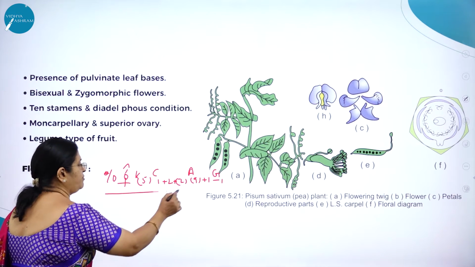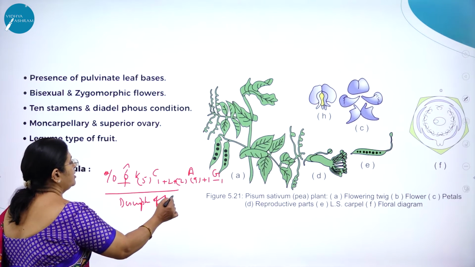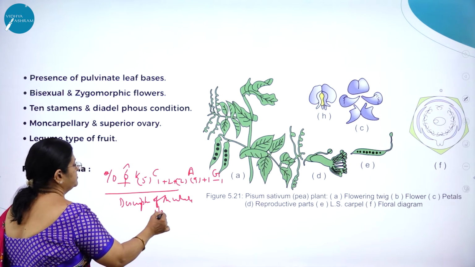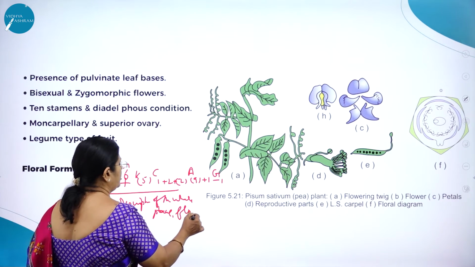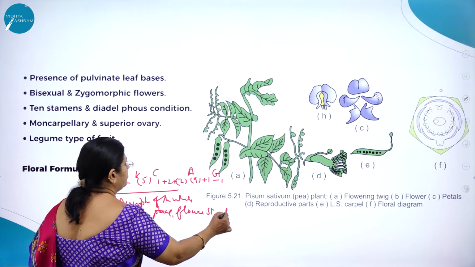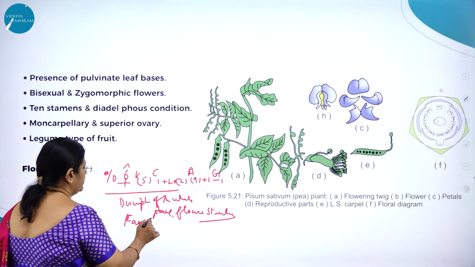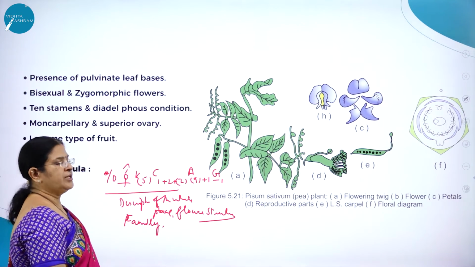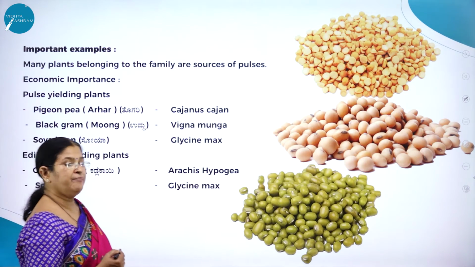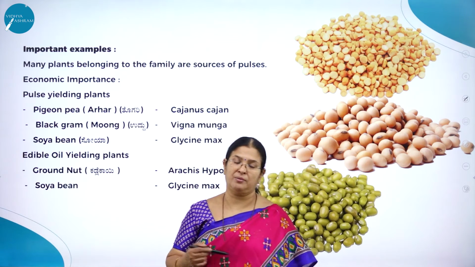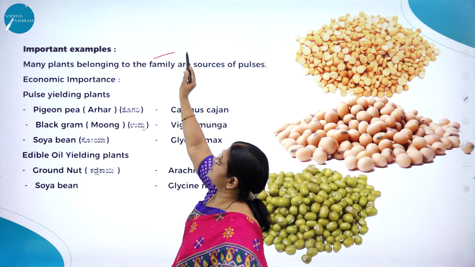So this floral formula will be the description of the whole flower structure belonging to that family, like calyx and so on. Now let us understand the other examples. What are the economically important plants belonging to this family called Fabaceae? So what are the important examples?